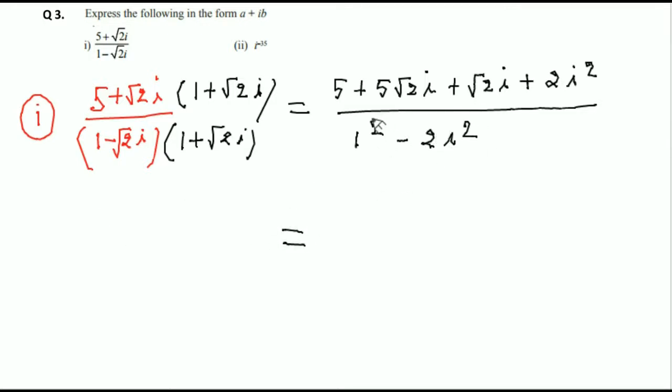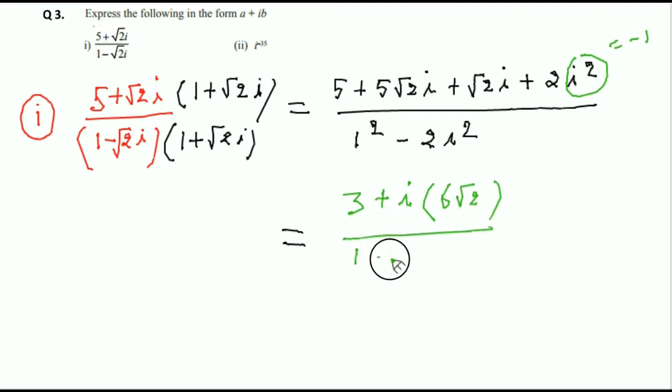So what is the value? Here you have 5, and here 2, and iota square, as you know, is always minus 1. So this is minus 1, so minus 2. So 5 and minus 2 will be 3. And then take iota common here. So 5 root 2 plus root 2 is 6 root 2. And then 1 square minus 2 iota square, as you know, minus 1, so that becomes 2, so this will be 3. So 3 divided by 3 is 1, plus 3 into 2 root 2 into iota.